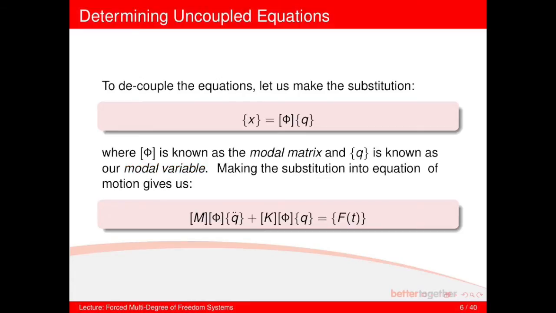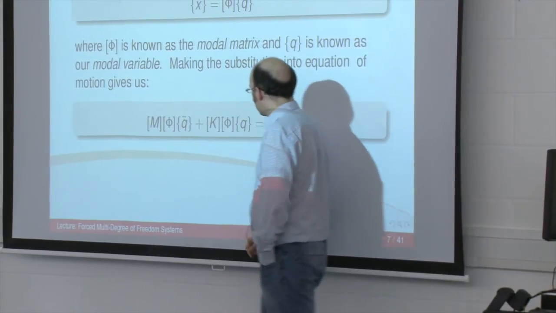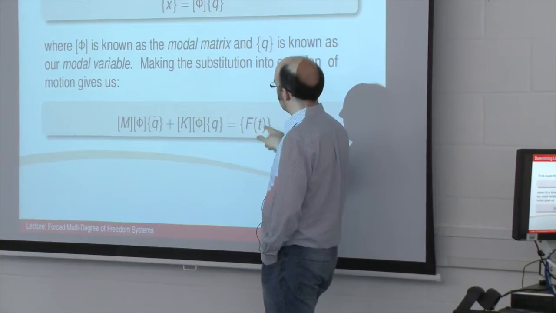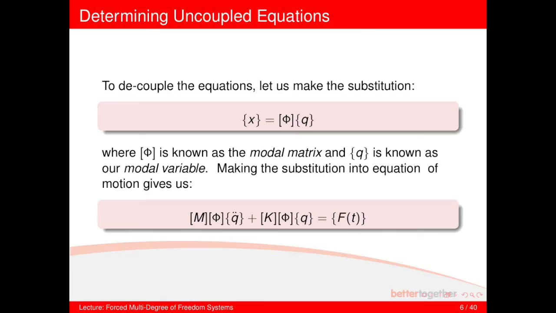And if we substitute that into our equation of motion, obviously we replace x double dot with phi q double dot, replace x with phi q, and obviously there's no x on this side, so we just leave that as it is. Okay.